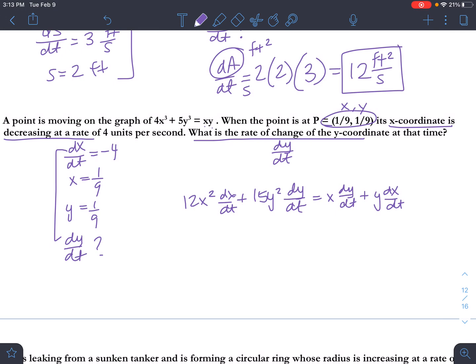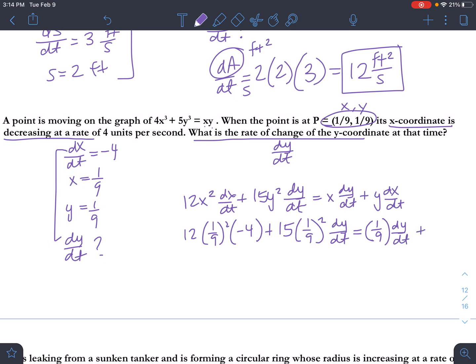So again, take a second, make sure you feel okay about this stage, because what's coming next is we're just going to plug in everything we have. We have x, we have dx/dt, we have y, everything except for dy/dt, which we have in 2 different spots here. That's fine. We'll just get them together and make sure we can solve for the missing variable. Okay, let's plug in, guys. We've got 12 times (1/9)^2 times dx/dt, which is -4, plus 15 times (1/9)^2. We don't know dy/dt. Plus 1/9 times dy/dt plus y, 1/9, times dx/dt.